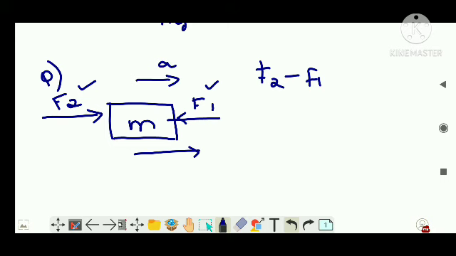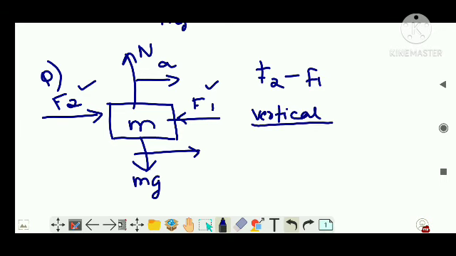Now, is any other force acting? Yes, the object will be exerting a weight downwards on the ground, and the ground will be applying a perpendicular normal reaction upward. Now, what can be written here? Again, take the vertical forces. For the vertical forces, only two forces are there and they are equal and opposite. N is equal to mg. How much weight you are applying, that much reaction will be provided by the earth to the body. So N is equal to mg.